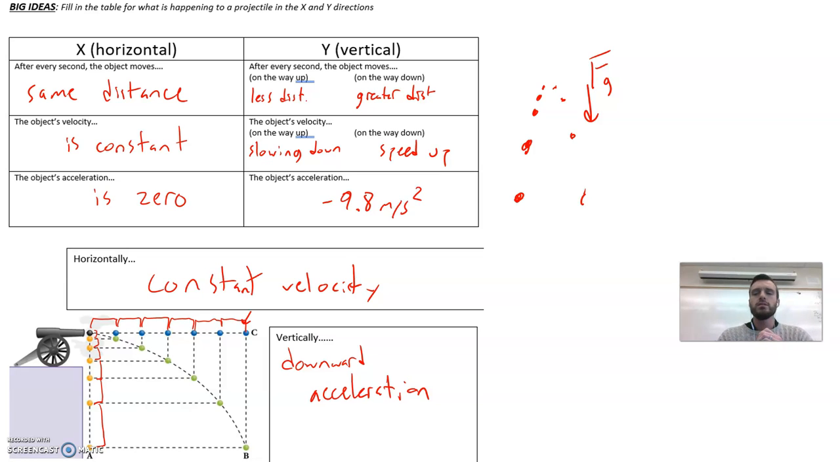All right, so that is our introduction to projectiles. Tune in next time for a few samples and a few simulations for how projectiles fly through the air.